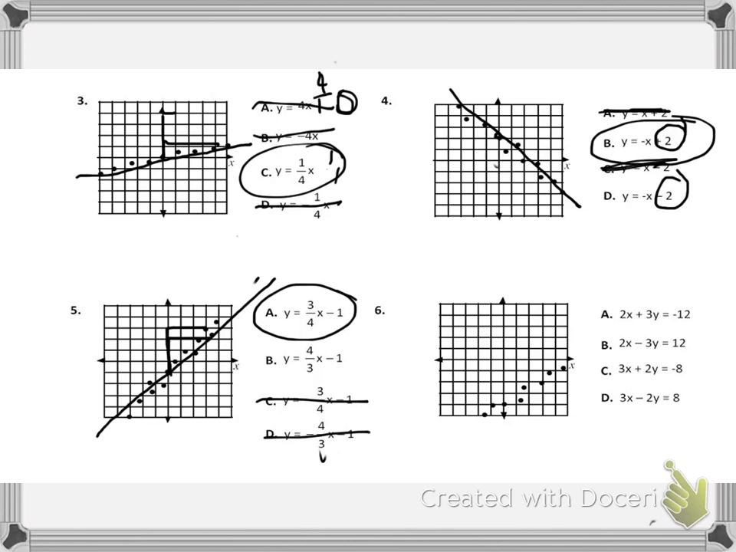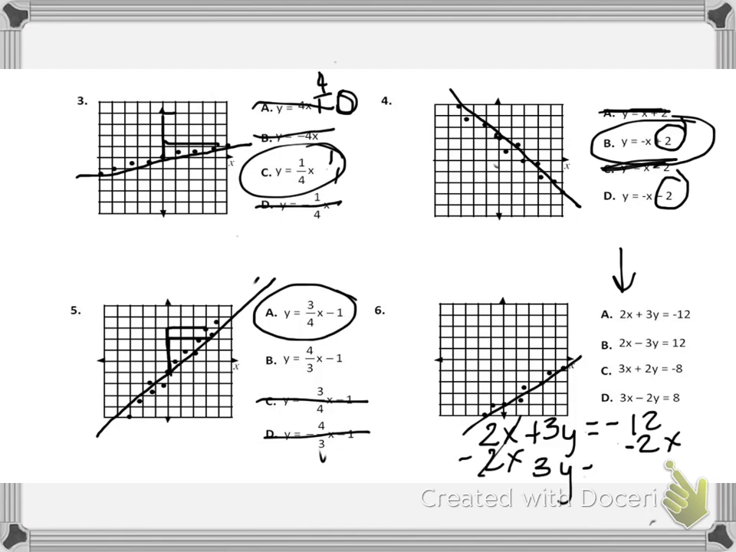All right, next, number 6. The problem with number 6 is that all of these are in standard form. So one thing you're going to need to do is get them into slope-intercept form. 2x plus 3y equals negative 12. I'm going to subtract my 2x so that I can move it to the other side. 3y equals negative 2x plus 12. Divide by 3.